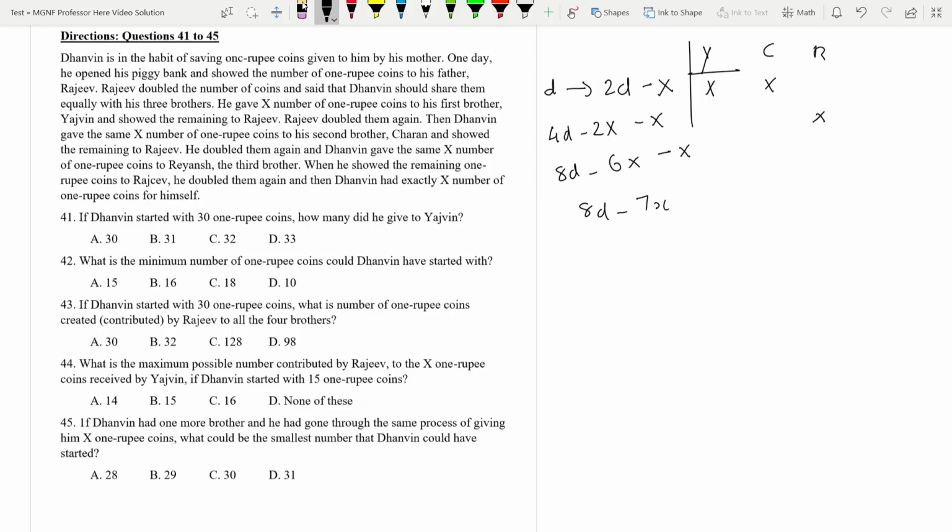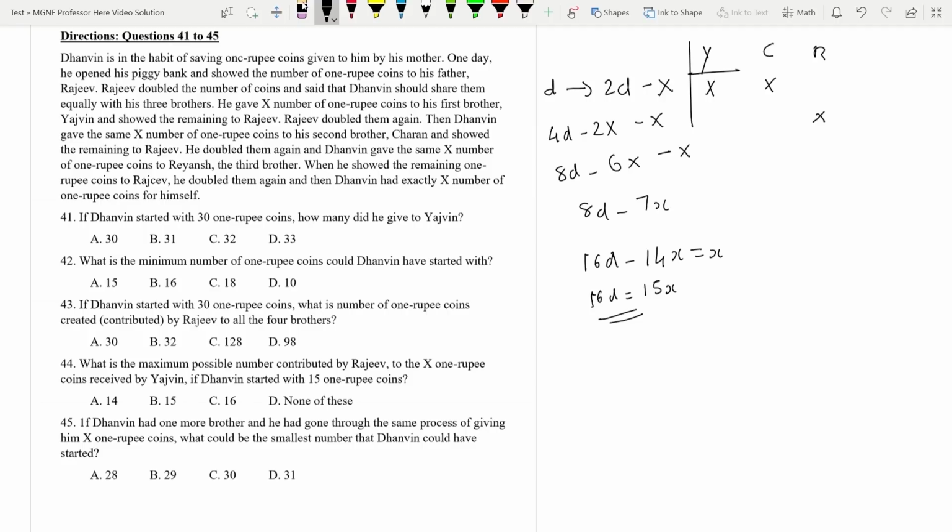He again goes to Rajiv and shows that he has 8D minus 7X coins remaining. He doubles them again, 16D minus 14X. And then Dhanvin had exactly X number of 1 rupee coins for himself. That means this is equal to X. So we can write it as 16D equals 15X. So this is basically our equation to solve these questions.